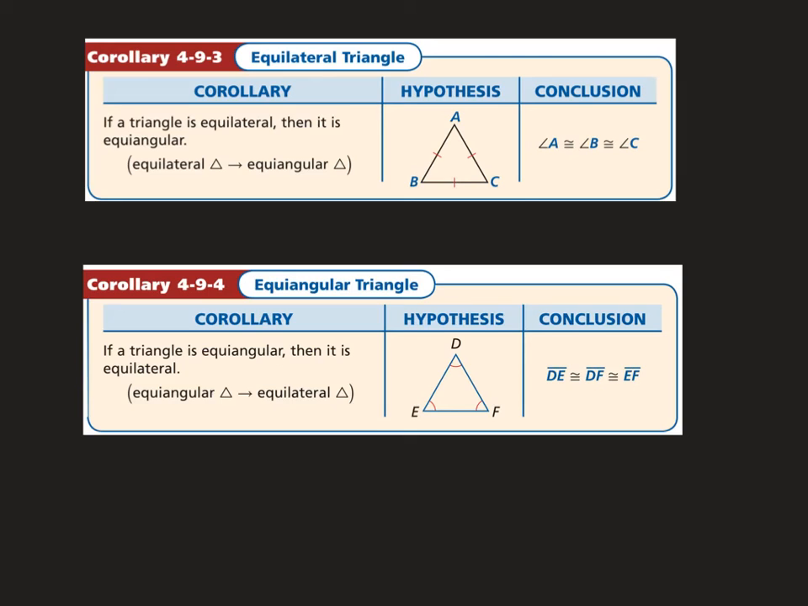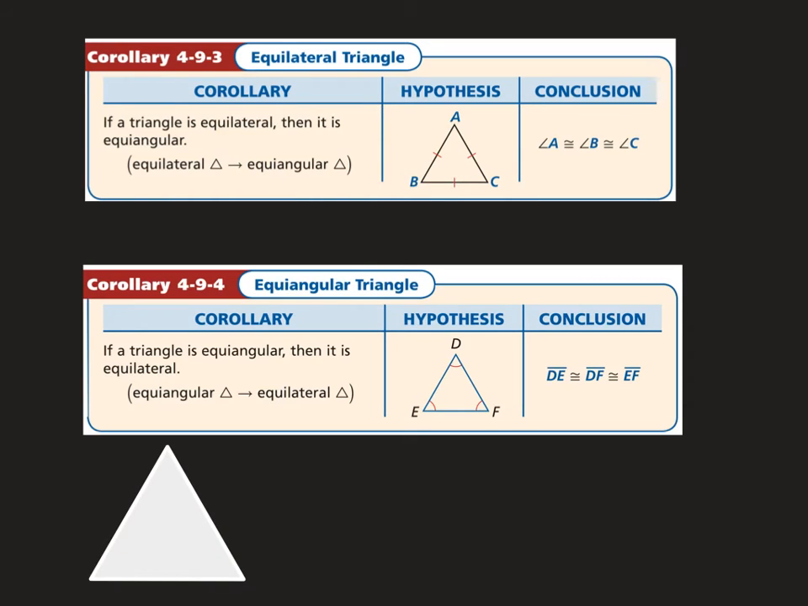So we looked a lot at isosceles triangles. Now we're going to take a closer look at equilateral triangles and the corollaries associated with them. So the first one is, if a triangle is equilateral, then it is equiangular. So basically equilateral triangles have all the angles inside of them congruent to each other. We can also say that if a triangle has all the angles congruent to each other, then all the sides are congruent to each other.